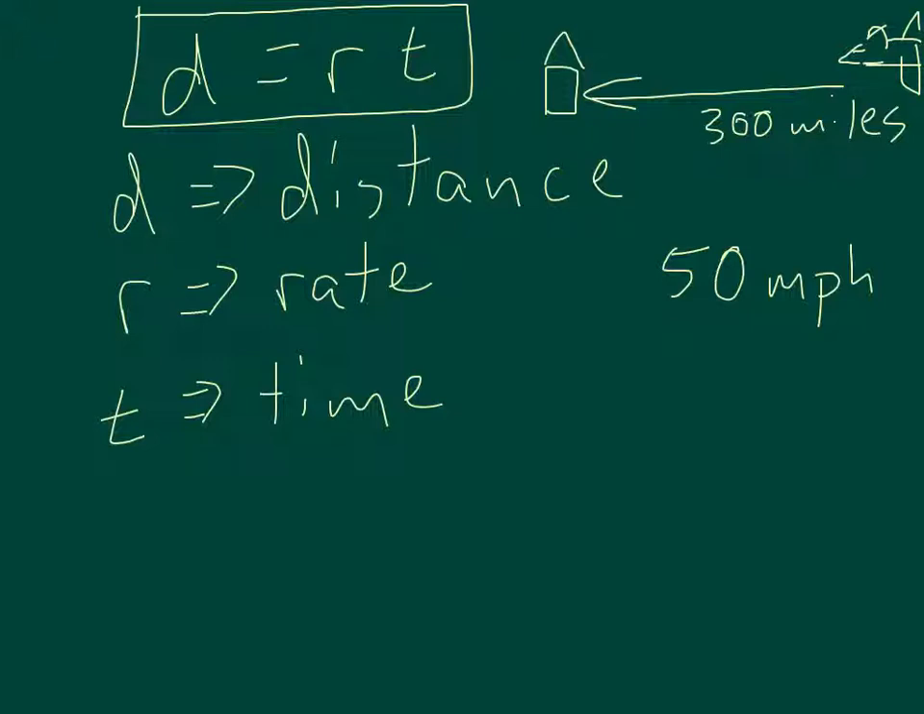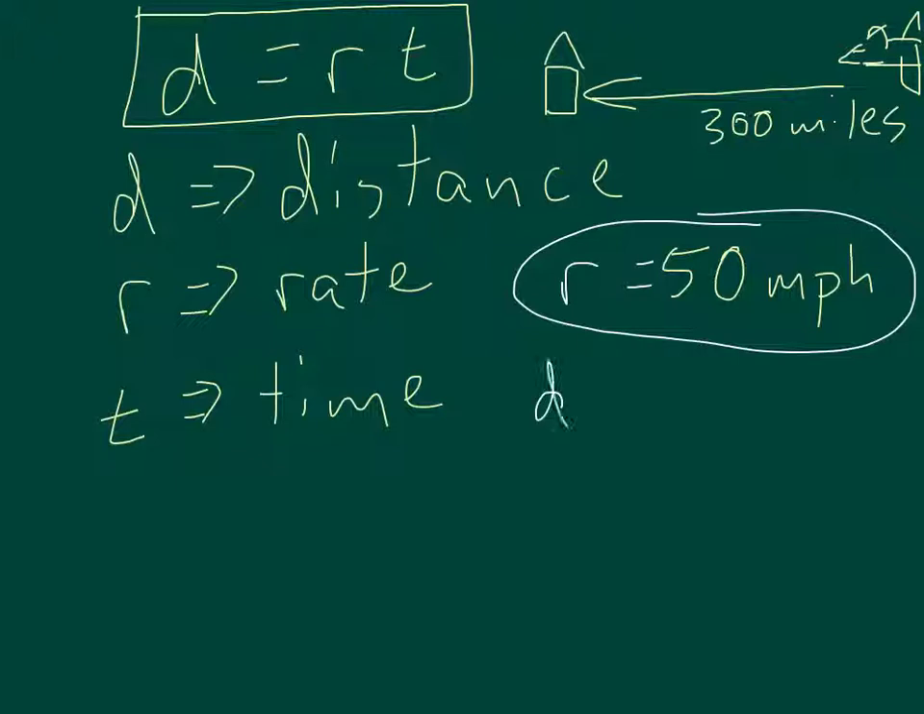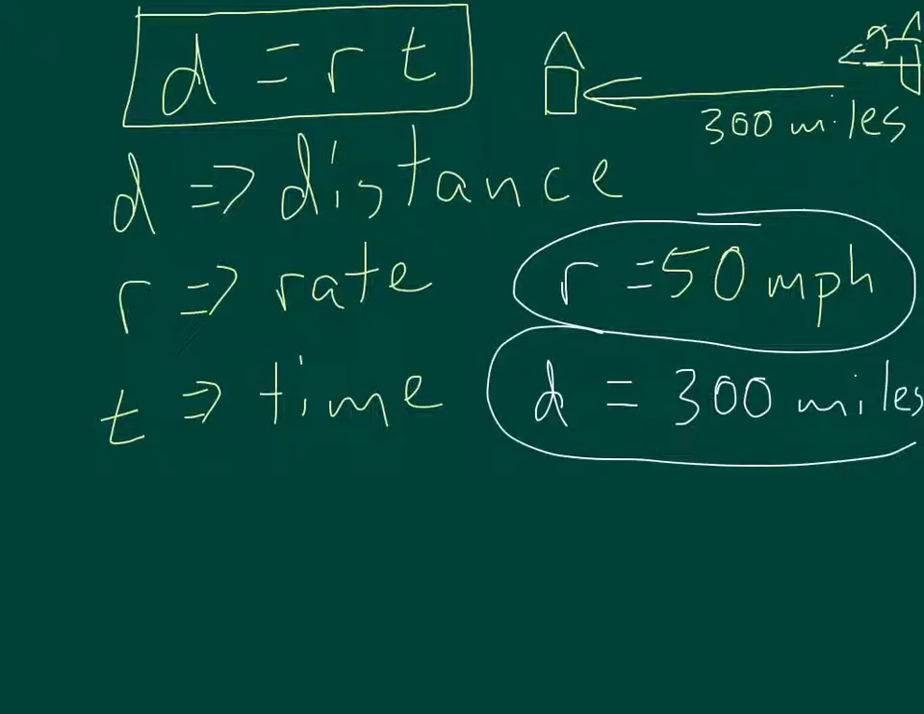So what are we given? We're given 50 miles per hour. Well, that's going to be our rate, how fast it's going. And then the distance, we're also given 300 miles. So we know d is 300 miles. We just need to find t. So let's write the equation, but replace the variables with the numbers that we know. d, 300, equals the rate, 50, times the time, t.